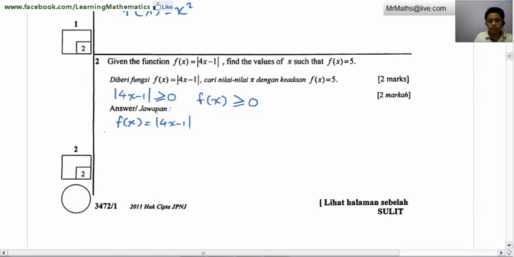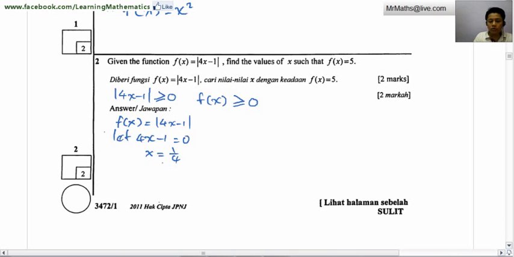So it means that we need to find a certain range of x that will make f(x) greater than 0. Okay, we have to remove that modulus sign there. So how do you want to do that? First of all, we need to find the value of x at the turn of 4x minus 1 becoming 0. So we say let 4x minus 1 equal to 0, and that makes x equal to 1 over 4.